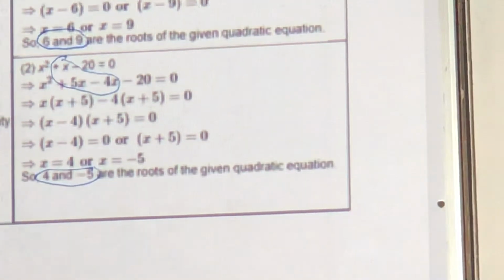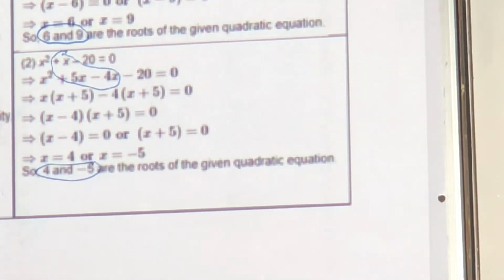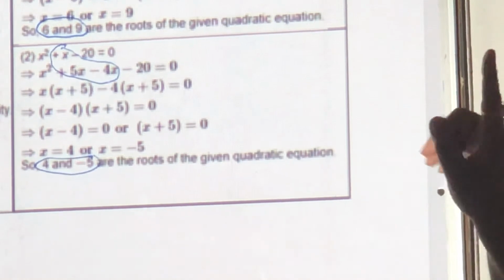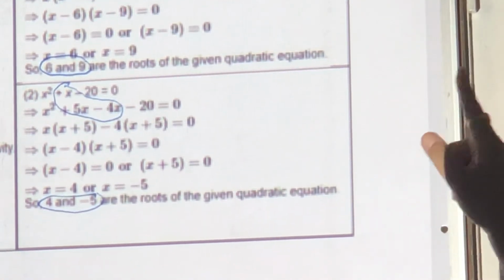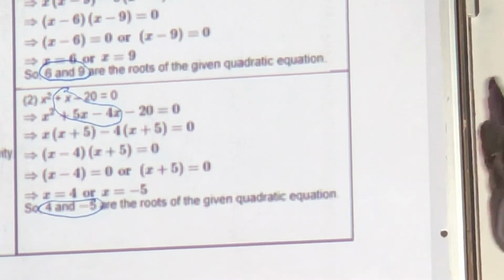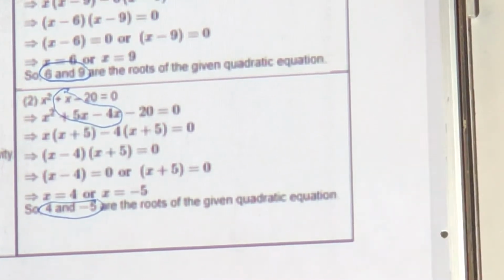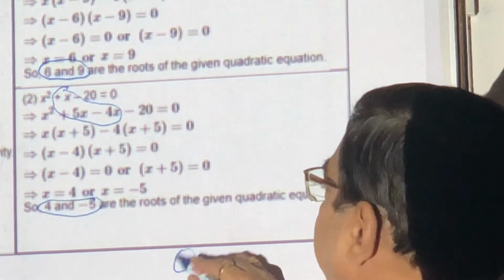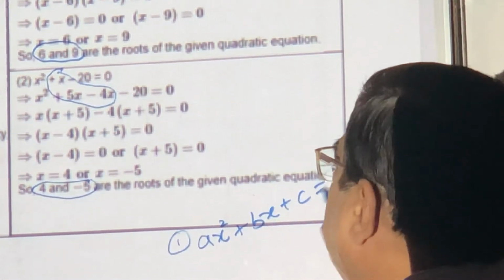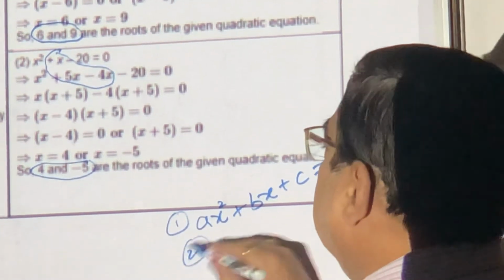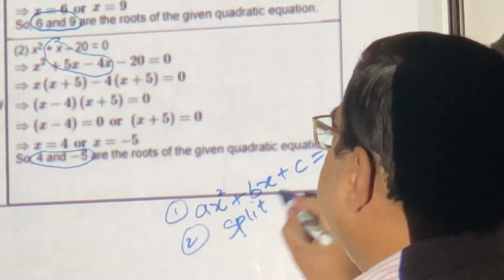For all the 12 sums, do not do it by any shortcut method. First, split the middle term. Second, remove common. Third, remove overall common. Fourth, put each equal to 0. Fifth, find the value. I am reminding you once again. First, get it in standard form. Don't start before that. Number 2, split the middle term.